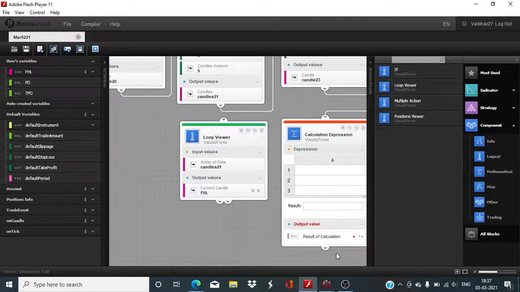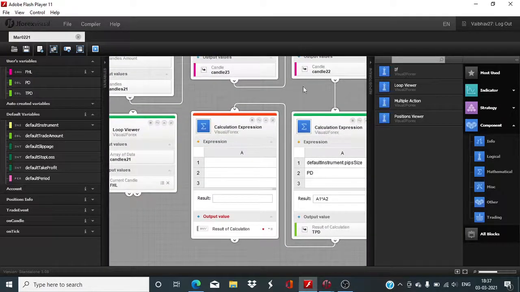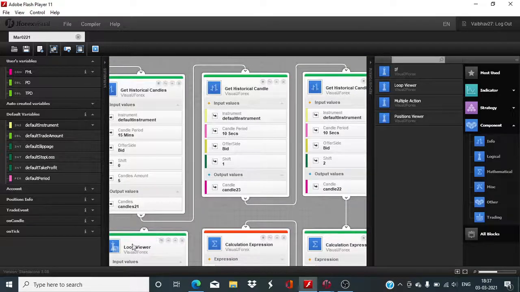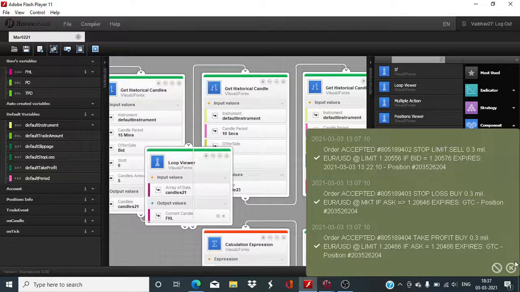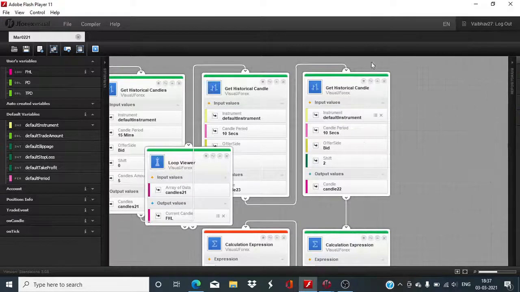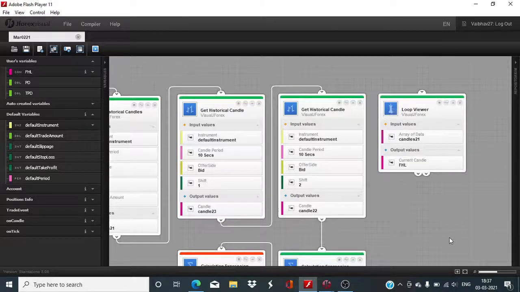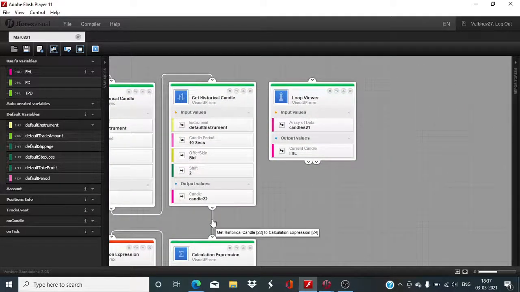Okay, and we will have to put this loop viewer before this calculation expression block.